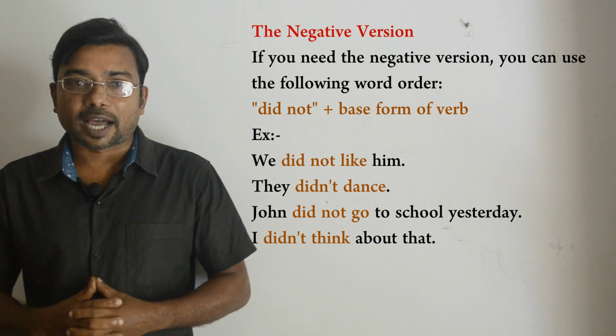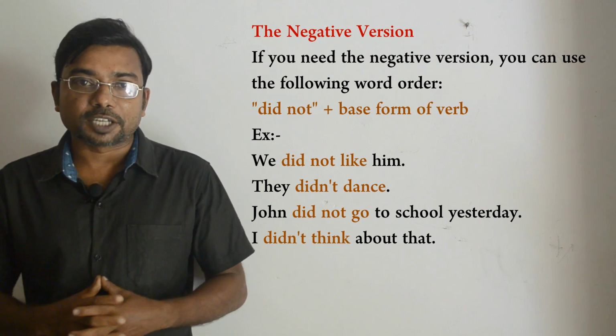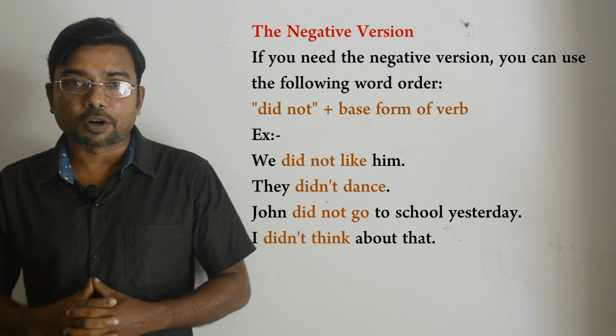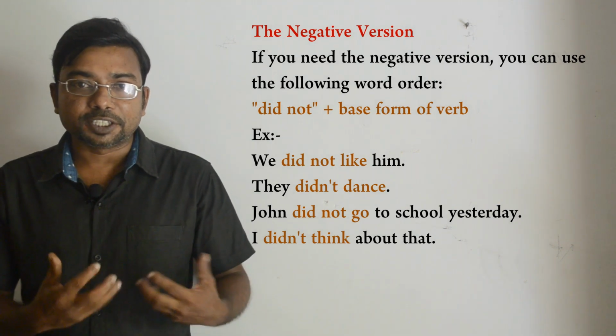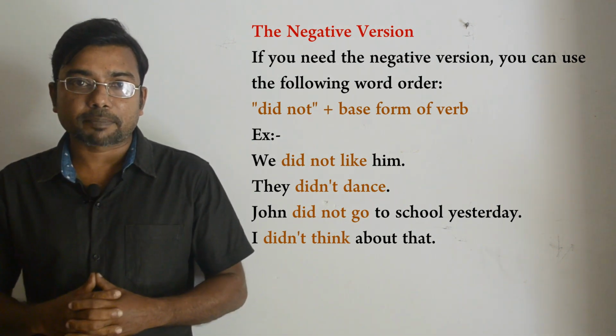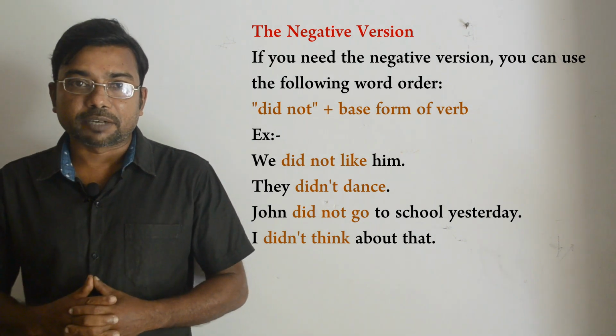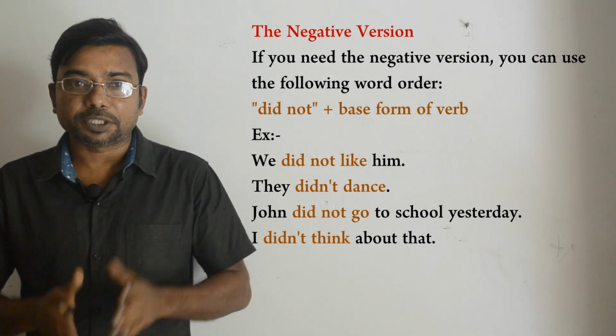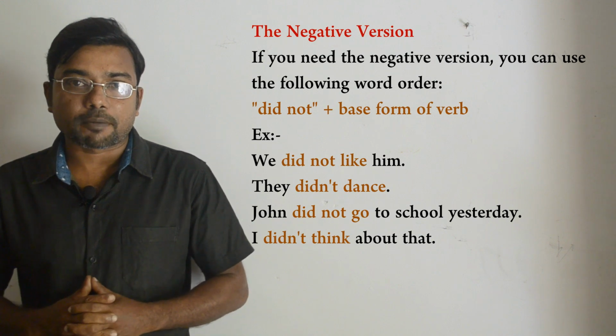We did not like him. They didn't dance. John didn't go to school yesterday. I didn't think about that. Look at the first example. We did not like him. Here we use auxiliary verb did not between subject and verb base form like.